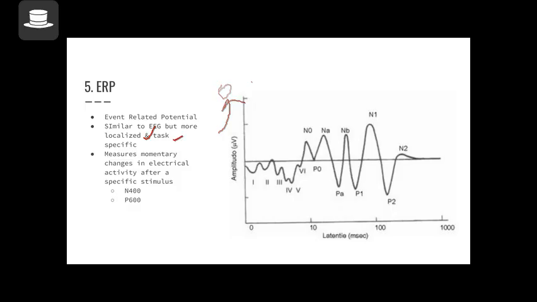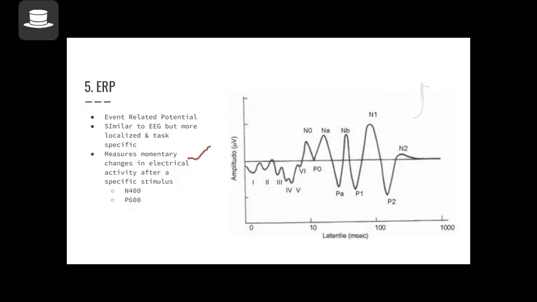What does it do? It measures the electrical activity, but after a specific task. So an individual when presented with a stimulus, right, then you look at a specific part of the brain and try to see what kind of momentary changes happen in electrical activity specific to the part that would give us more information about the mental process involved. So it measures momentary changes in electrical activities after a specific stimulus is given.